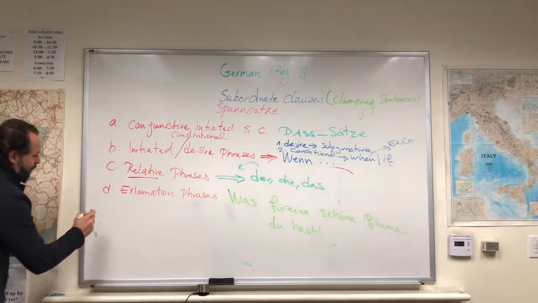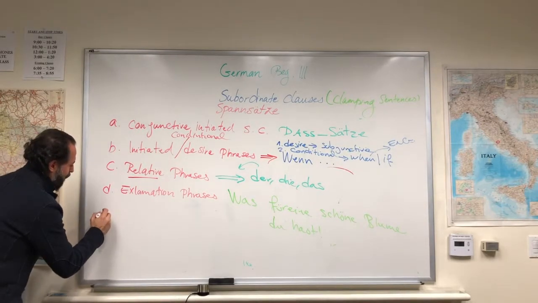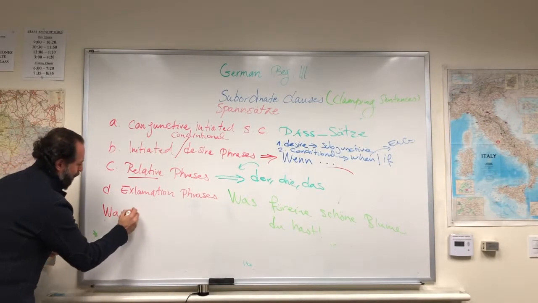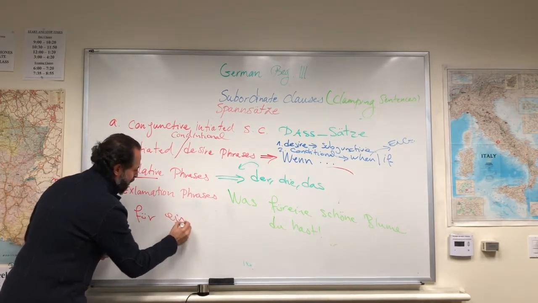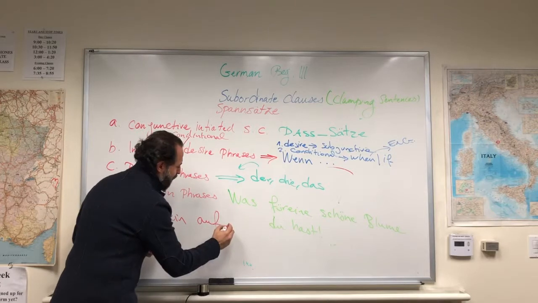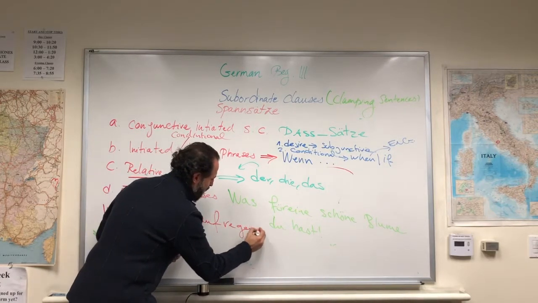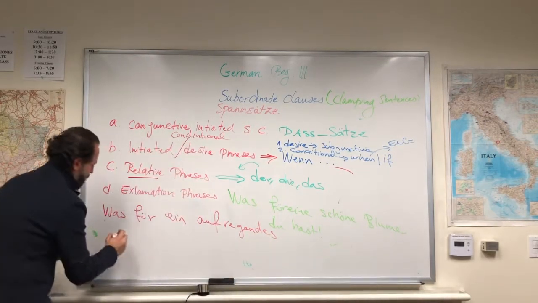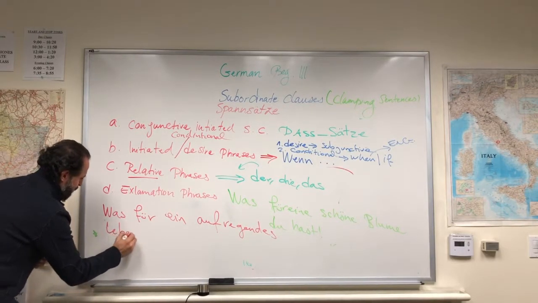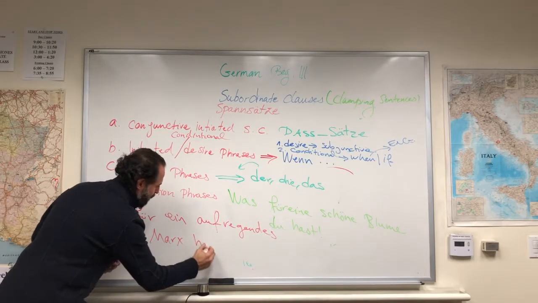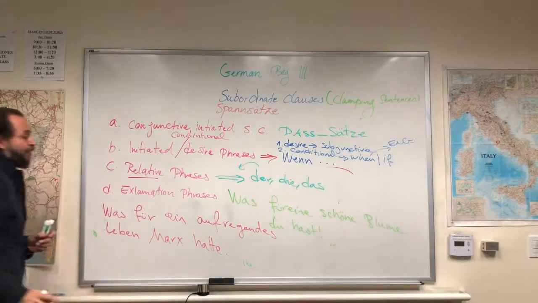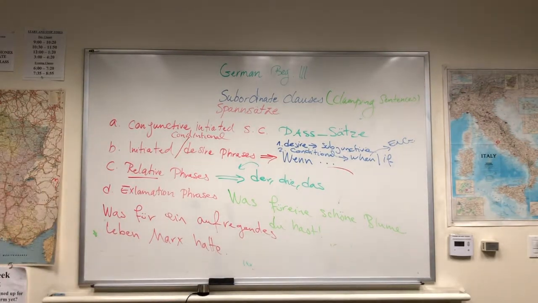Or was für ein aufregendes Leben Marx hatte. So the Karl Marx, right? So aufregendes means exciting. Was für ein aufregendes Leben Marx hatte, right?